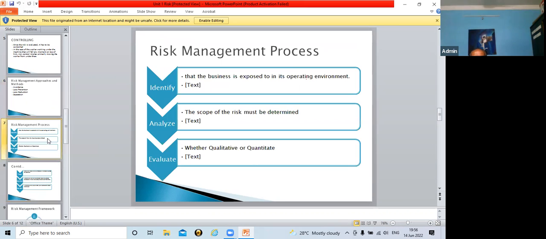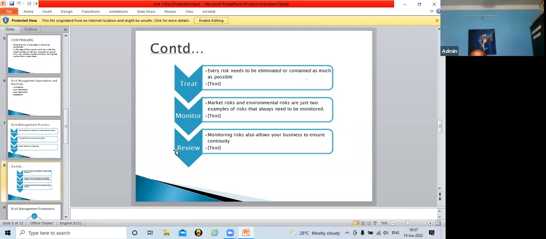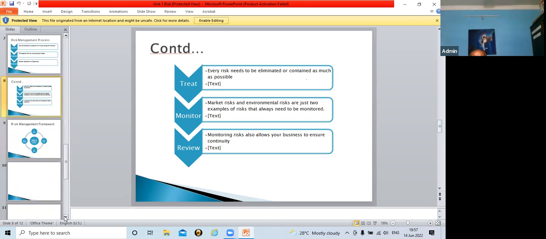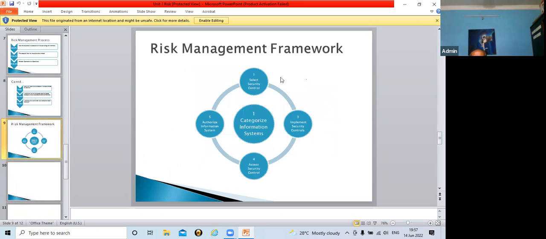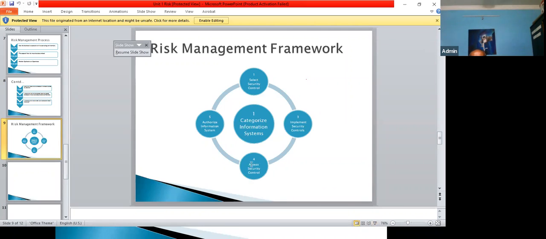Then we discussed the process. There are 6 points. Number 1, identify. Number 2, analyze. Number 3, evaluate. Number 4, treat. Number 5, monitor. And number 6, review. These are the 6 steps which come under the risk management process. Then at the end of the session, we discussed the risk management framework, which you need to mention in your answer.